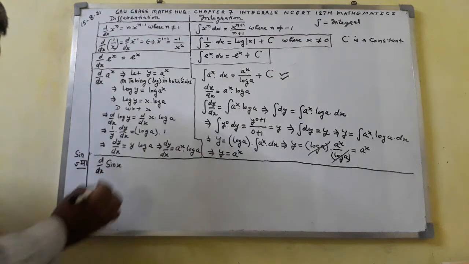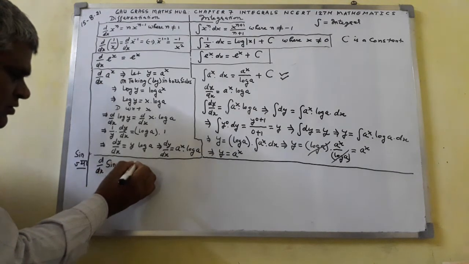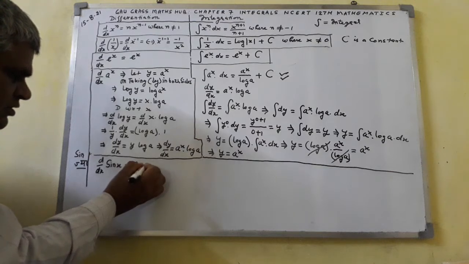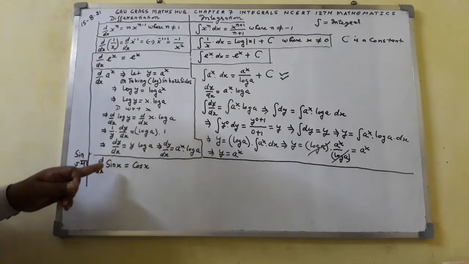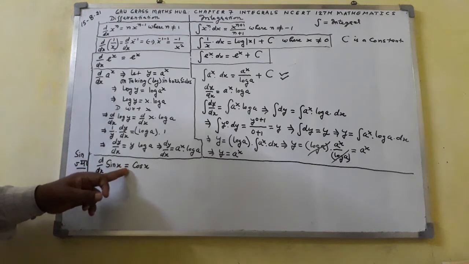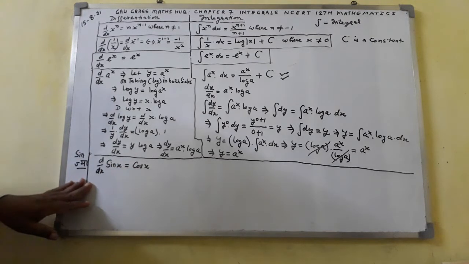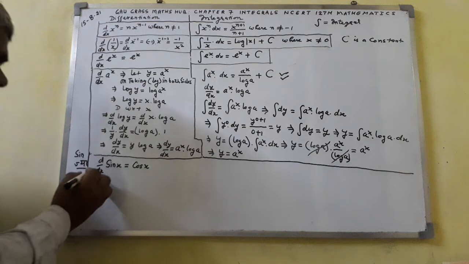D over dx of sin x equals cos x. This is the basic formula you must remember. D over dx of sin x equals cos x. This basic formula you must remember.